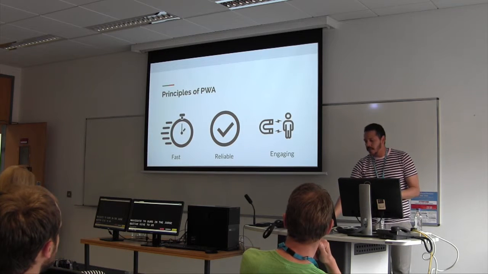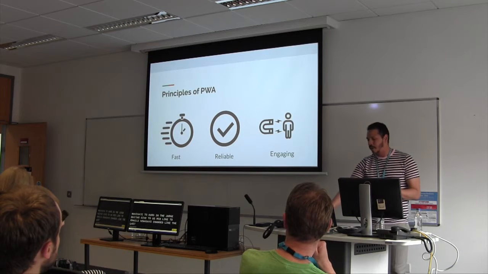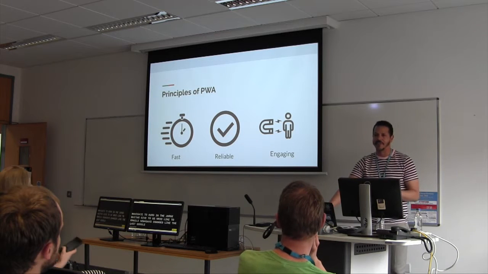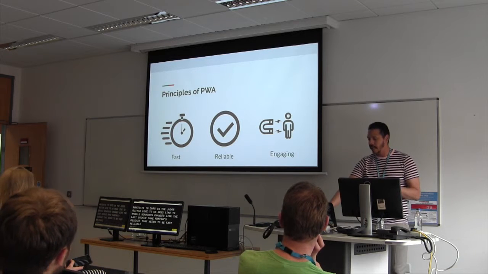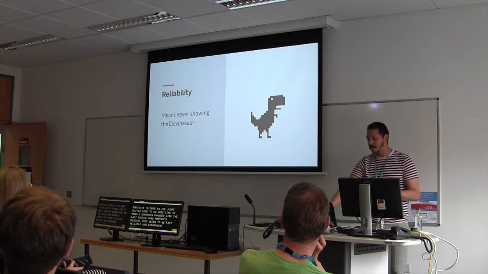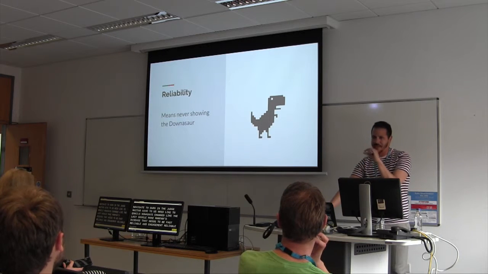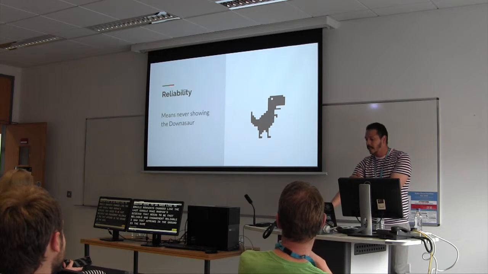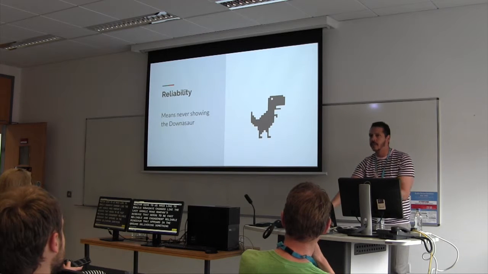There are three main words, and now they've changed them. The last Google URL has an acronym like FIRE, to make those things more fancy. But our app needs to be fast, reliable, and engaging. Reliable is a simple description: we never see the dinosaur, the literal dinosaur that appears in Chrome. We always keep delivering something to our users, so we need something behind the scenes to make this happen.